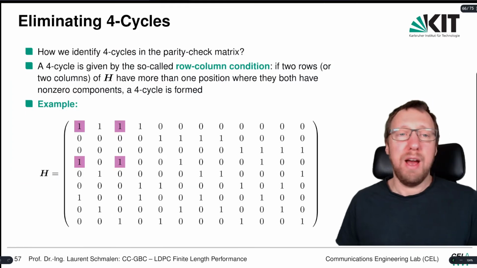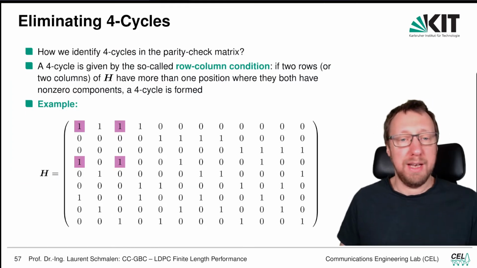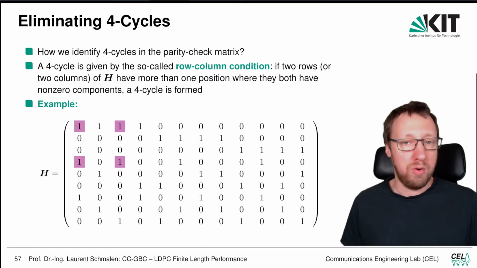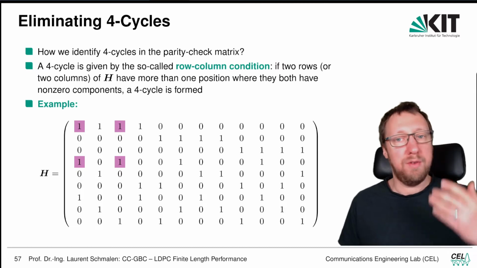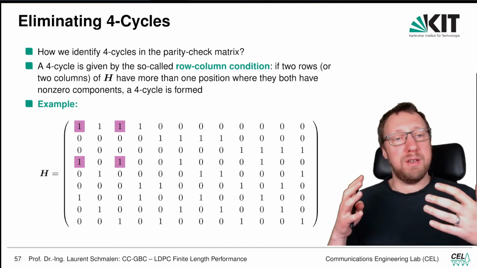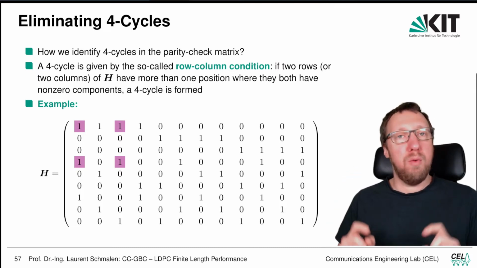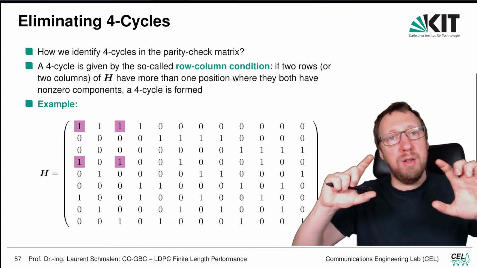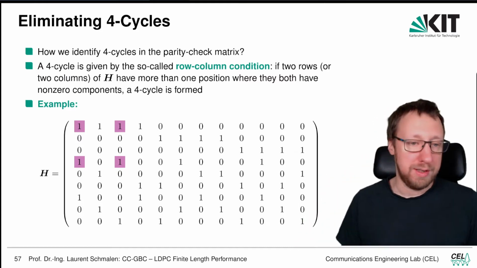So how can we identify and eliminate those 4 cycles? And that turns out to be actually pretty easy. A fourth cycle is given by some very specific structure in the parity-check matrix. That's a so-called row-column condition. If two rows or two columns of the parity-check matrix have more than one position where they correspond to each other, we have a fourth cycle.